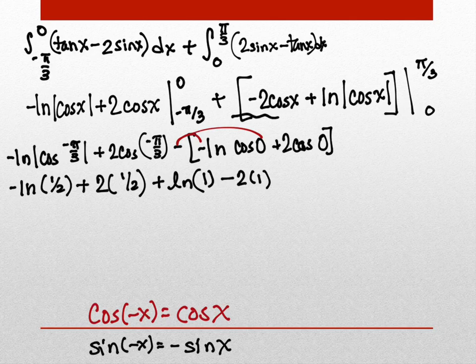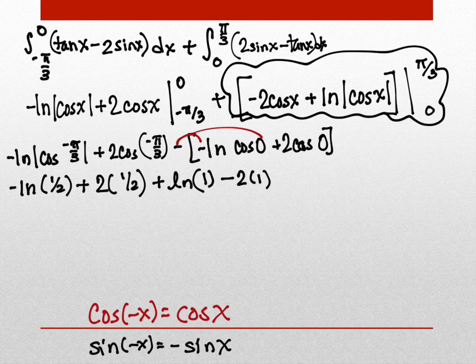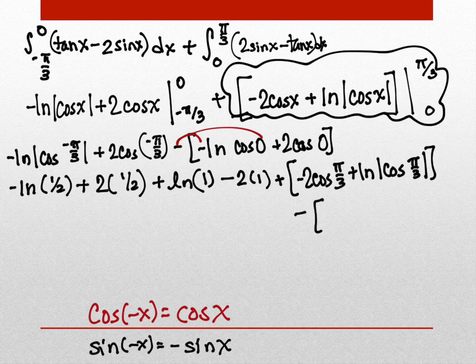We have this other half over here to do, right? But it's going to have all the same pieces. All the same things are going to sort of come out of this. So we're going to have plus, and then I'm going to have negative 2 cosine of pi over 3 plus the natural log of the cosine of pi over 3. And then all of that is going to be minus negative 2 cosine of 0. That's 0, not theta, 0. Plus the natural log of the absolute value of cosine of 0.